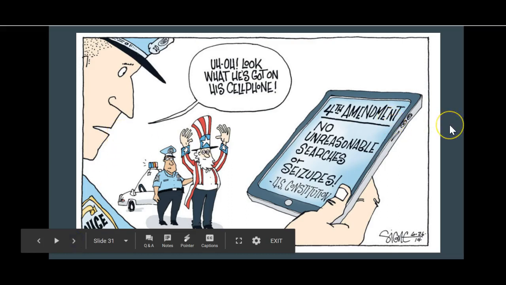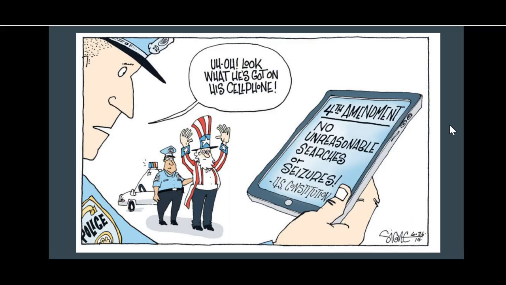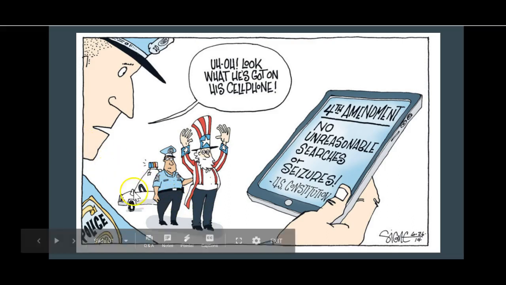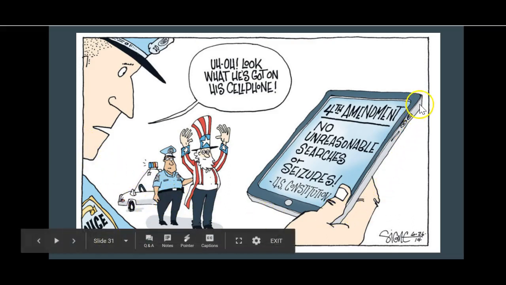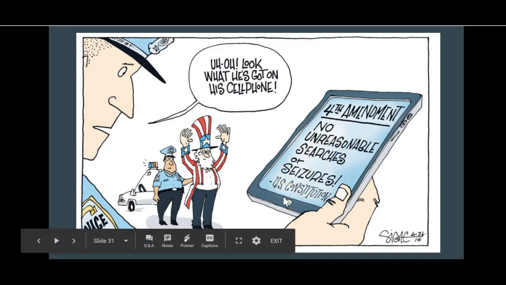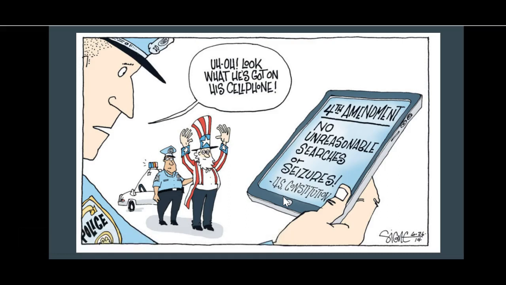All right, so here is a political cartoon that gives us the ideas of the Fourth Amendment, but in picture form. So here we have Uncle Sam, which often represents the government or the military, represents America. We've got two policemen here, and on his cell phone, right? Uh-oh, look what he's got on his cell phone. It has the Fourth Amendment details. No unreasonable searches or seizures. And the US Constitution said that. So hopefully that gives you a good idea of search and seizure and what is allowed and not allowed by the law.